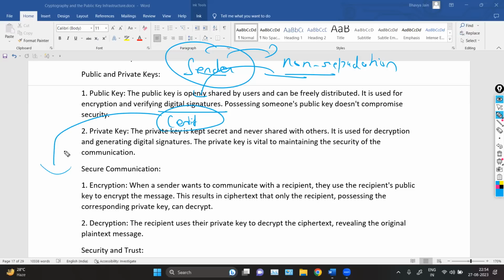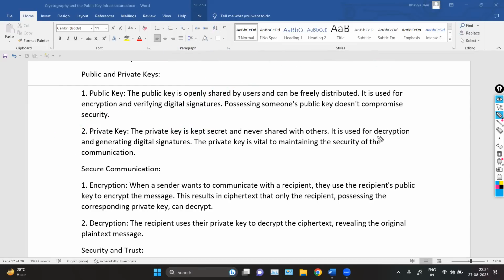Then we have the private key. The private key is the key which we have to keep secret and never share with any other user. It is used for decryption and generating digital signatures. The private key is vital to maintaining the security of the communication. This is obvious: we have to secure the private key, and we can openly distribute the public key.